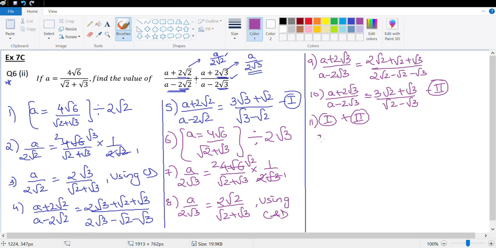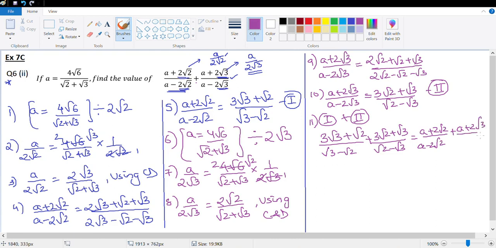Where is 1? Here. Okay. So 3√3 + √2 upon √3 − √2, plus (3√2 + √3)/(√2 − √3). And this is what we need as per the question: (a + 2√2)/(a − 2√2) + (a + 2√3)/(a − 2√3). I notice I have the same denominator but with the reverse sign.